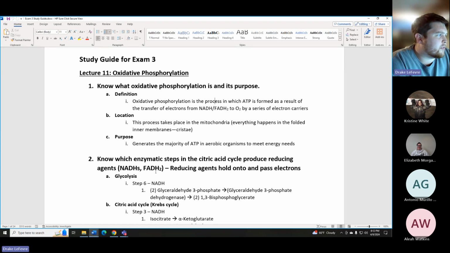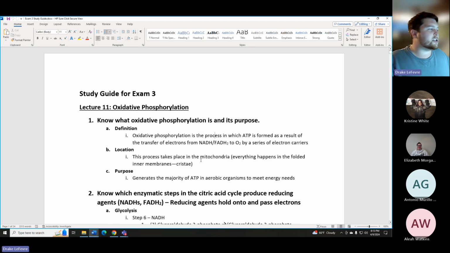What's another name for oxidative phosphorylation? What's the overall process called, where oxidative phosphorylation occurs? Electron transport chain. Perfect. Yeah, it's the electron transport chain. This takes place in the mitochondria. Where does this take place? In the inner membrane. In that inner membrane.